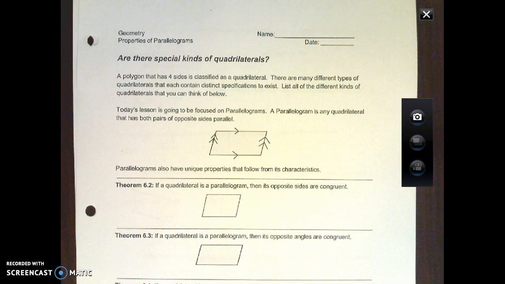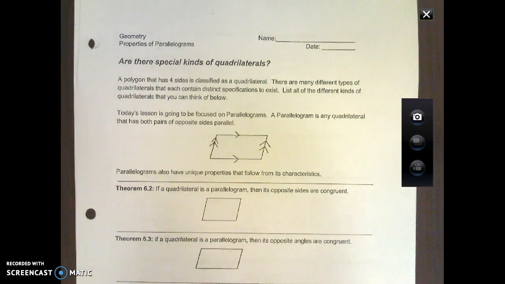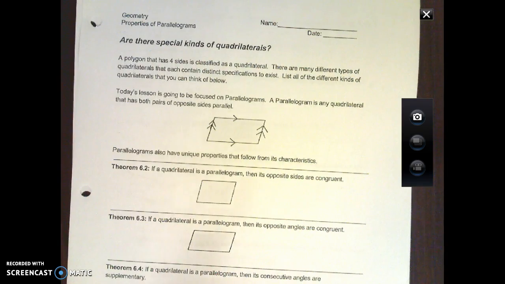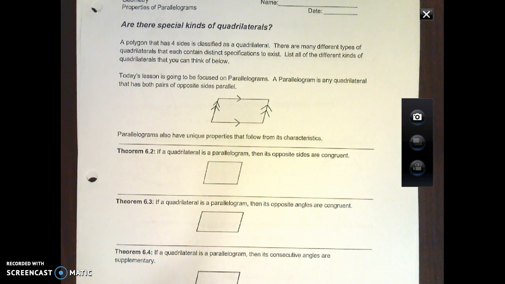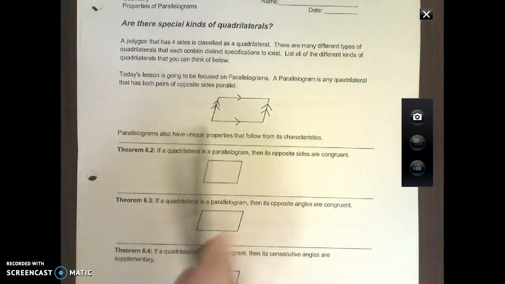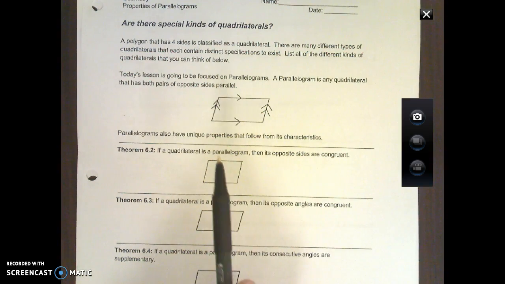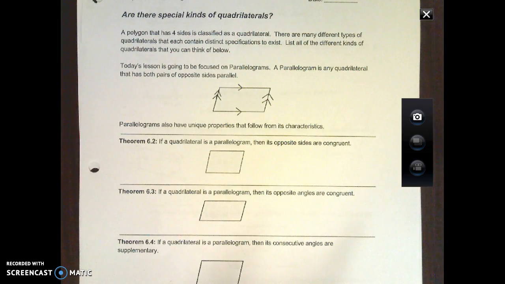List all different kinds of quadrilaterals you can think of below. Just think of a few, like squares, rectangles, diamonds, rhombuses, and so on and so forth. Today, we're going to focus on just the parallelogram. It's any quadrilateral that has both pairs of opposite sides parallel. So the number one distinct thing: if you have a four-sided shape where opposite sides are both parallel, boom, parallelogram.